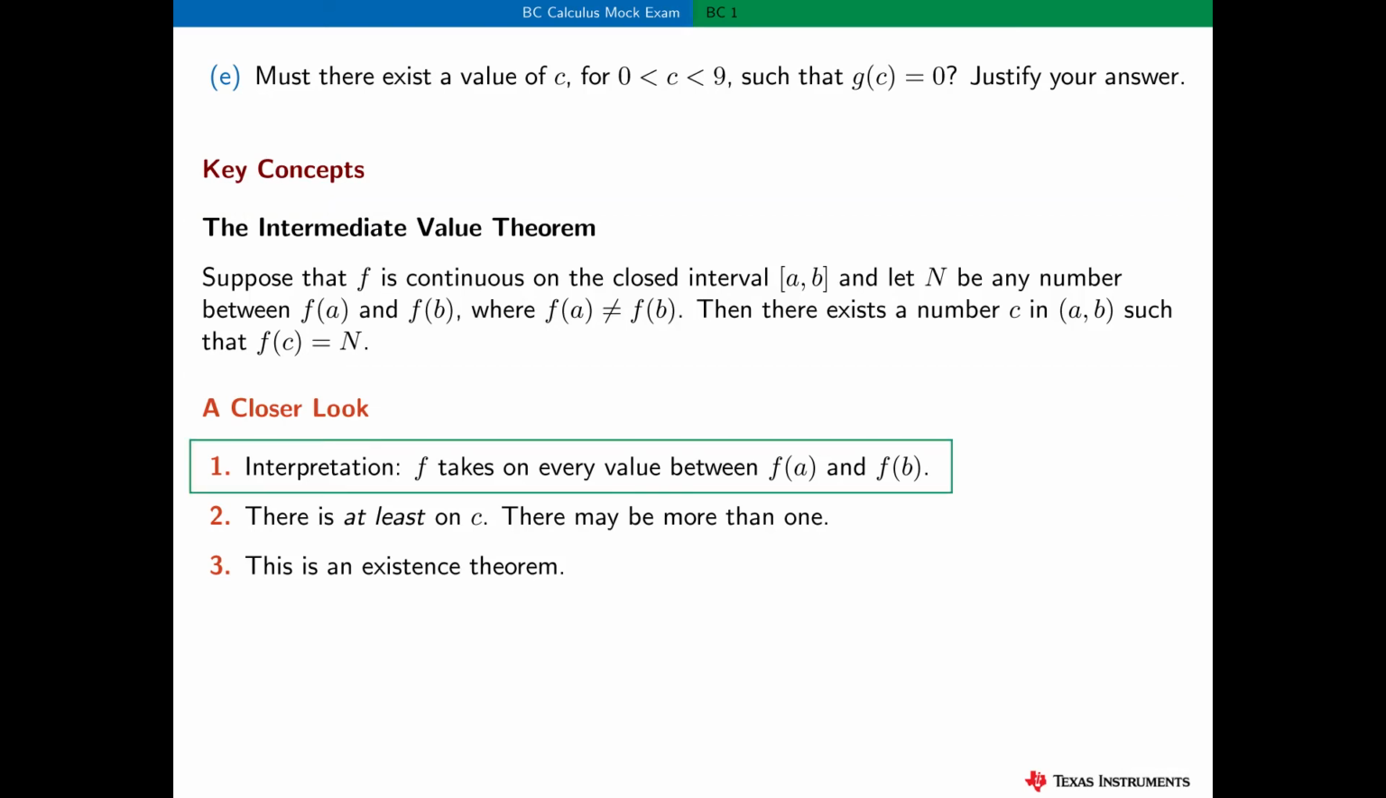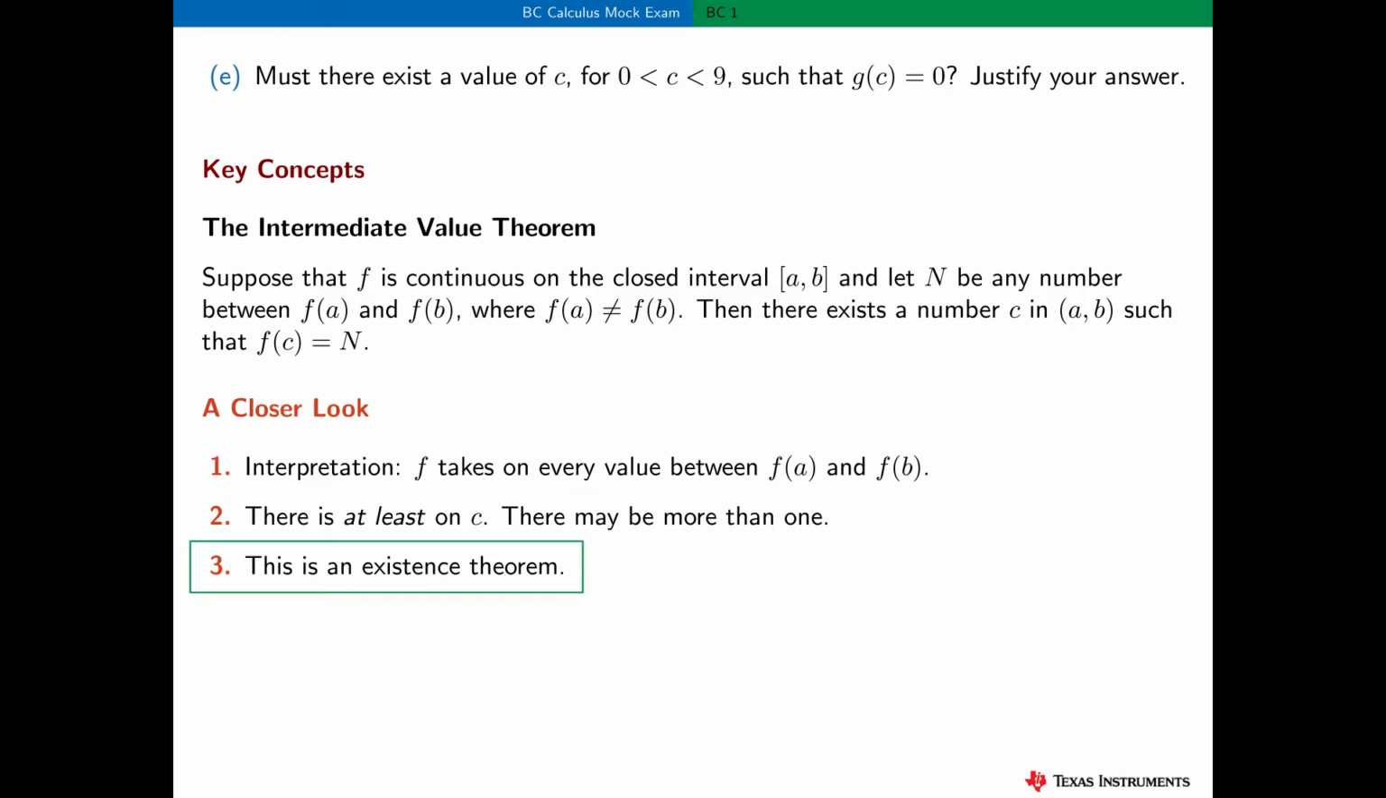Let's take a closer look at this theorem. First, here's an interpretation in words. It says that if the conditions are satisfied, then f takes on every value between f of a and f of b. The theorem says that there is at least one value c. There could, of course, be more than one. And this is an existence theorem. That is, it guarantees the existence of a value c, but it doesn't tell you how to find it.